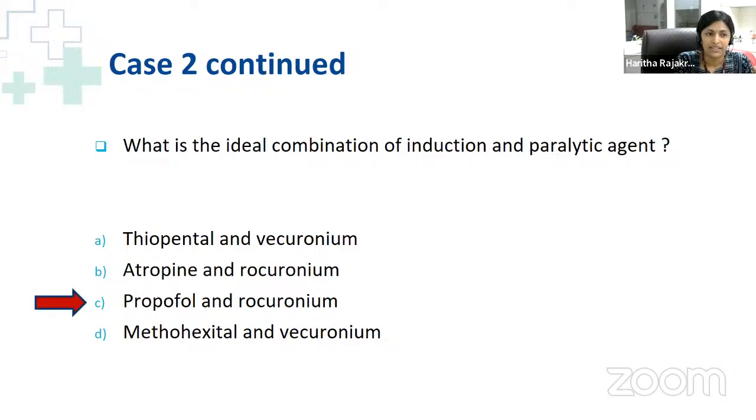Okay, so the answer is propofol and rocuronium. Why? Can you use atropine and rocuronium here? No, because he's an elderly patient. Atropine has its own side effects and it is contraindicated in patients with arrhythmias. So it's better to avoid such drugs. So we'll go for propofol. Again, thiopental and vecuronium, as I said, has a longer duration of action, and sometimes it's better to avoid it. So we go for a better option, which is propofol and rocuronium.